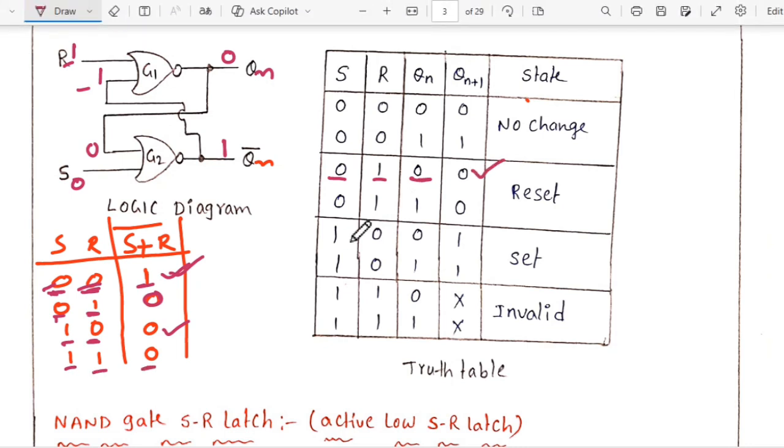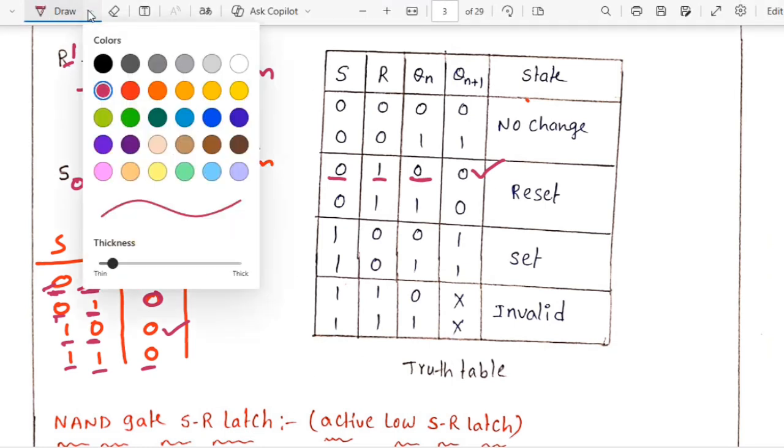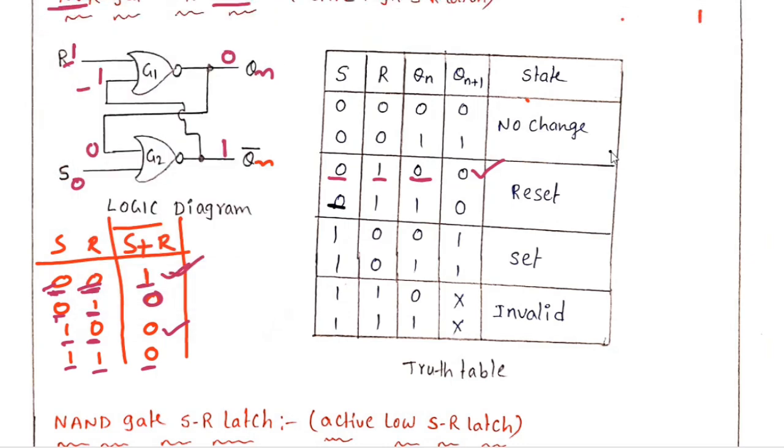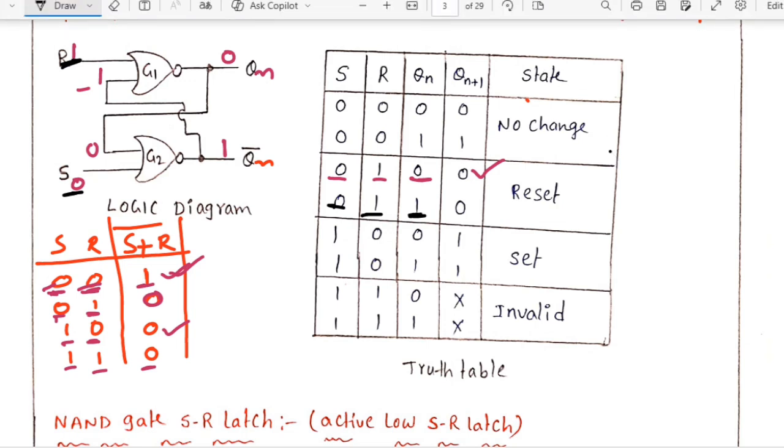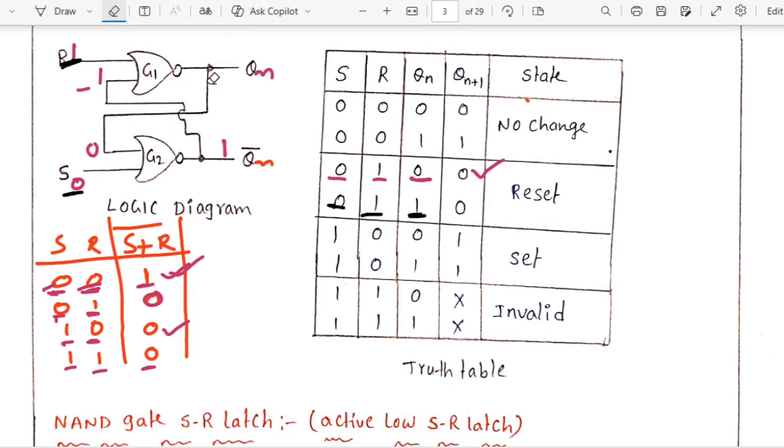Now next. Similarly, I am taking another example. My S equal to 0, R equal to 1. These are called the present inputs. As usual, I am assuming my previous or past output is 1. Previously I assumed past output is 0, now I am assuming my past output is 1.